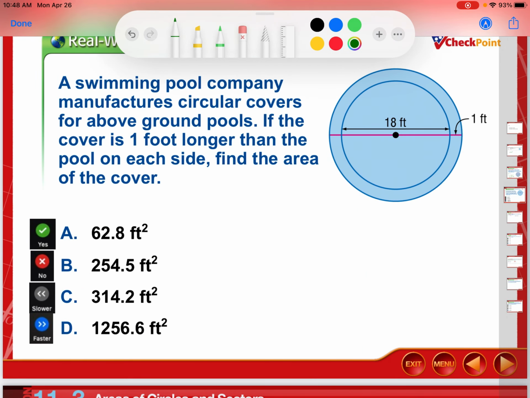Now, you would give this one a shot. So we have a radius of 9 feet for the ground pool plus an extra foot, so 10. So we have 100 feet squared, right? 9 plus 1, which would be 10. Yeah. So 100 pi, which would be about C.